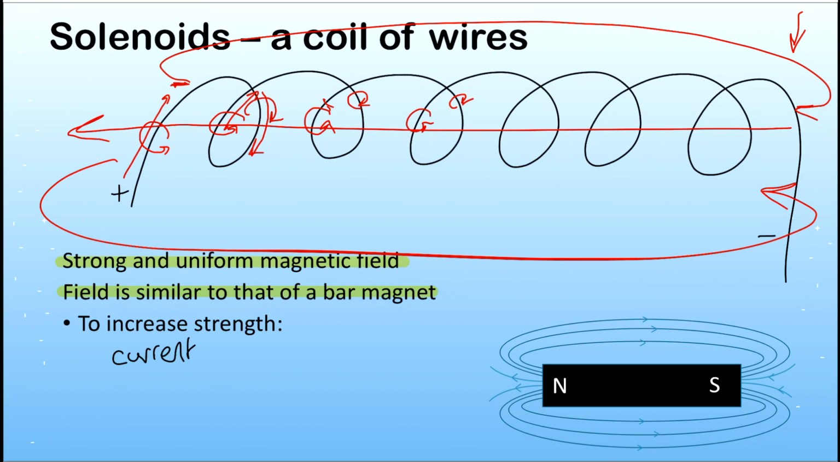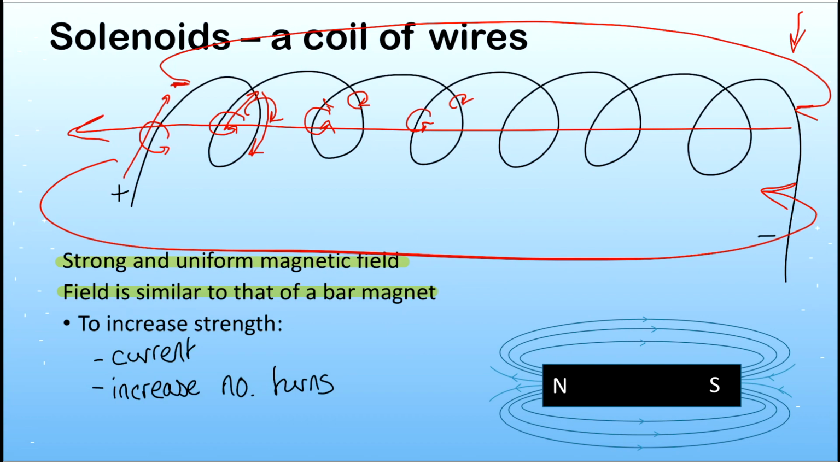We can also increase the strength by being closer to the wires, as we saw earlier. But if we wanted to increase the strength of the solenoid, what we can do is increase the number of turns, and how close together they are as well. So nice, densely coiled turns.